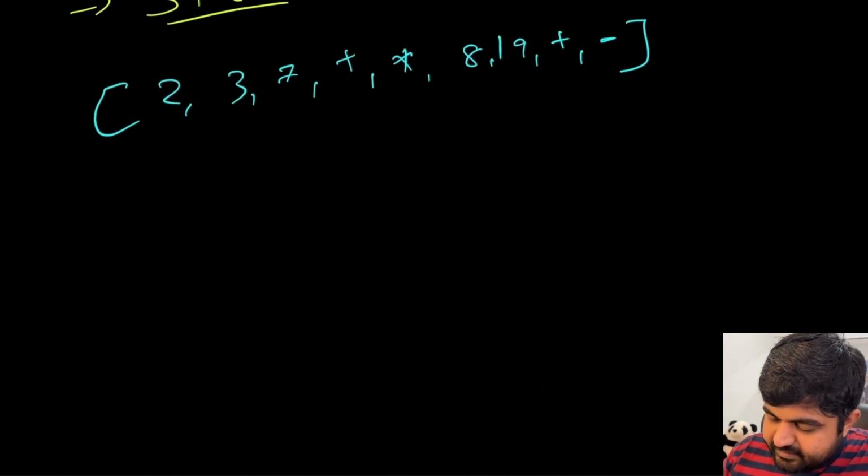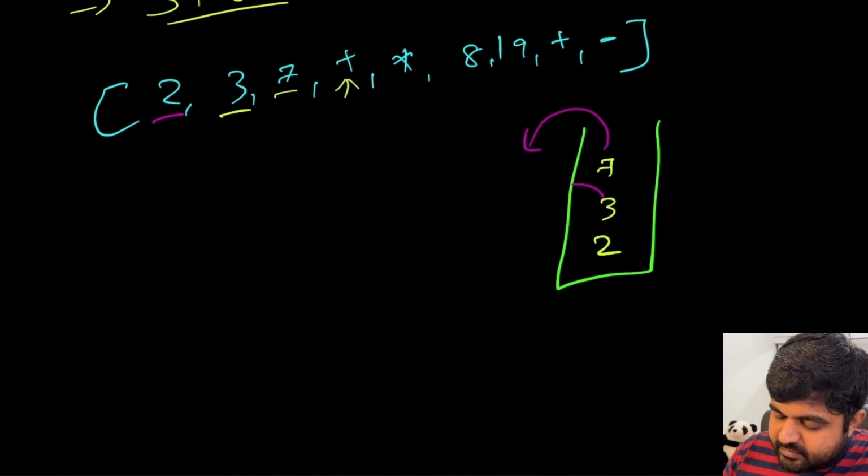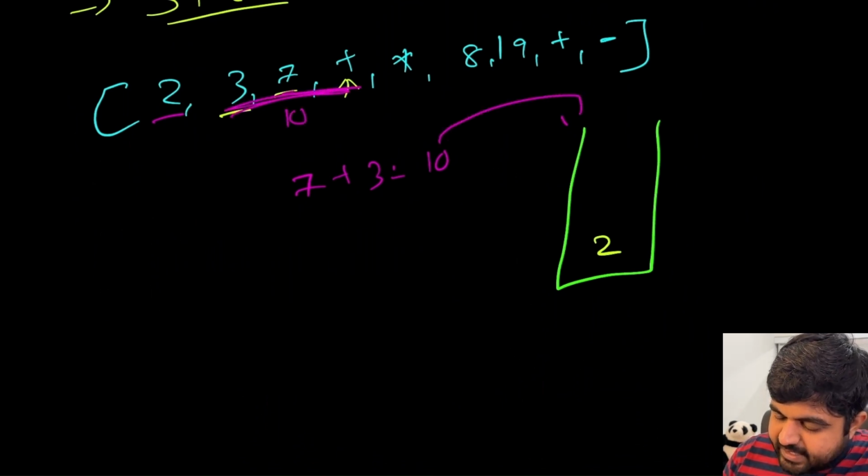Currently our stack is empty. We are at the very first element, number 2, so we push 2 inside the stack. Now element number 3, and once again element number 7. Now we identified an operator, plus. The moment we identify the plus operator, we pop these two values out. So we have the values 7 and 3 to sum. 7 plus 3 gives us the answer 10. So the answer of this portion is 10, and we push this 10 inside the stack.